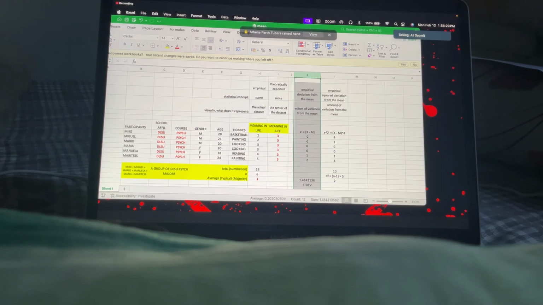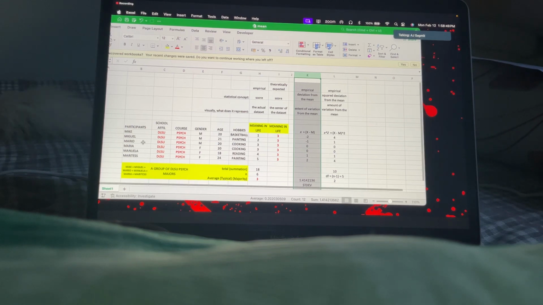Yes, Athena? Okay. Sir, ano po yung symbol for that sum of squares po? SS. 2 capital S. Okay. Thank you, sir.